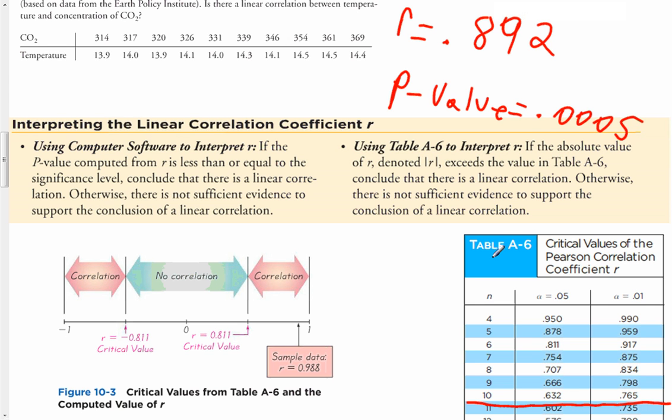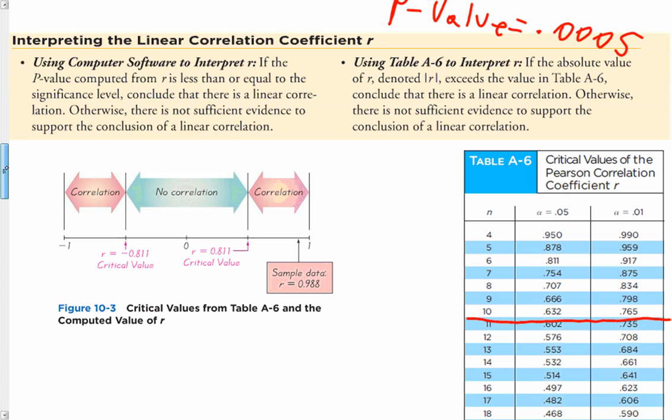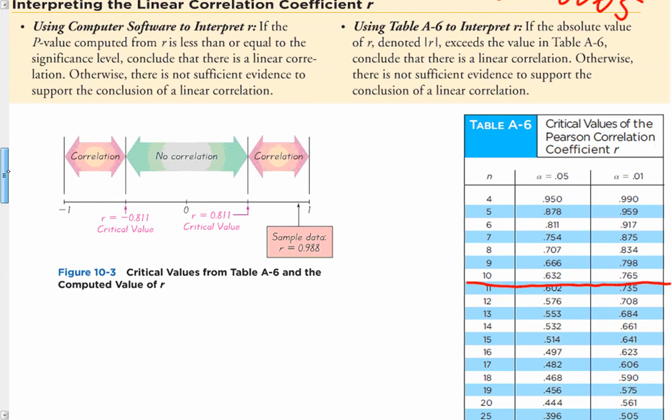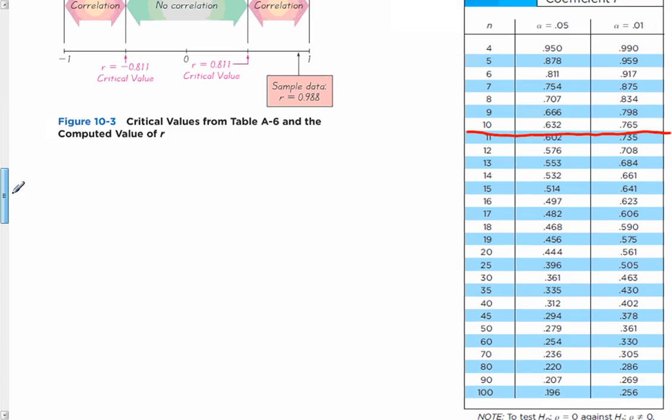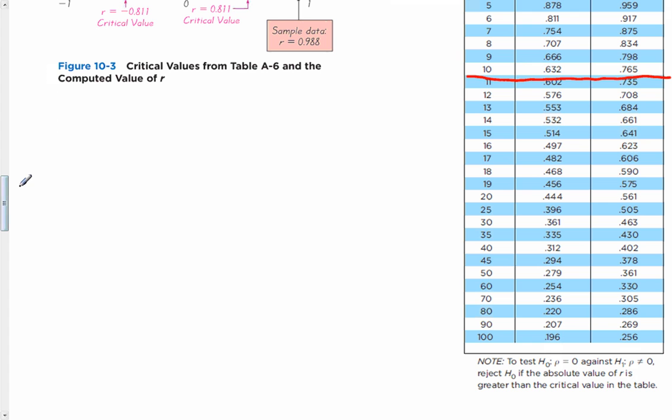So we can conclude that there is a linear correlation between the x and the y values here. As you can see, we can use either technology or table A6 to use R to determine if there is a linear correlation between the X values and the Y values of our data set.